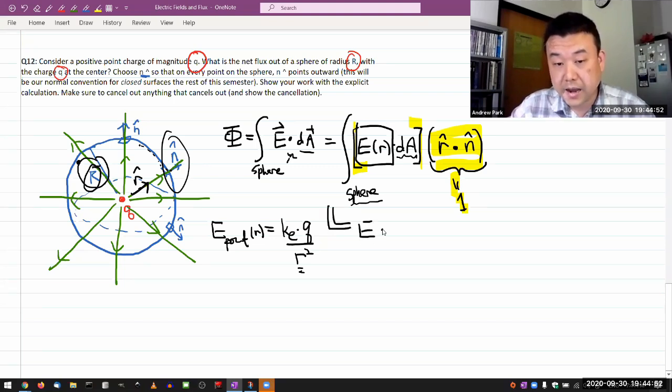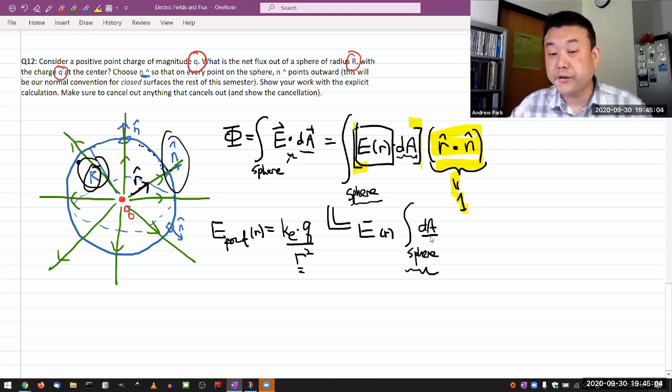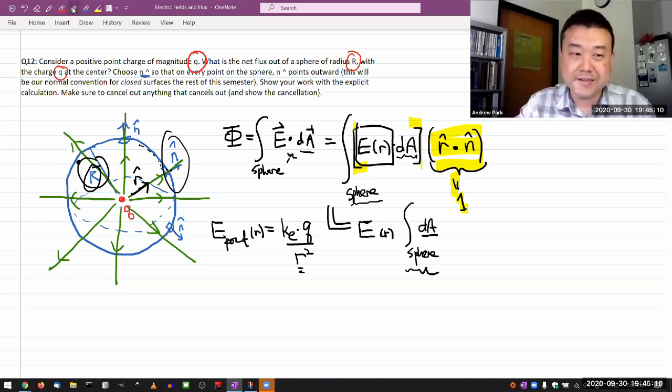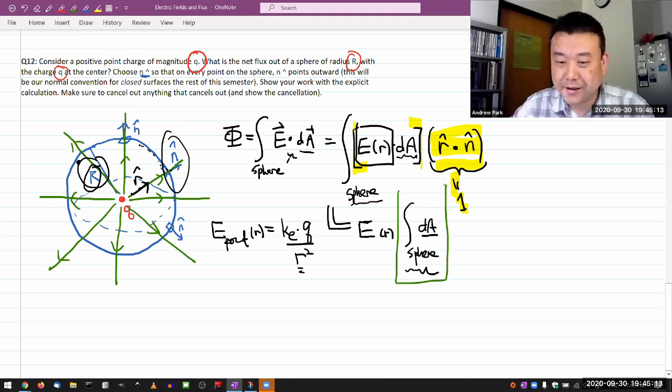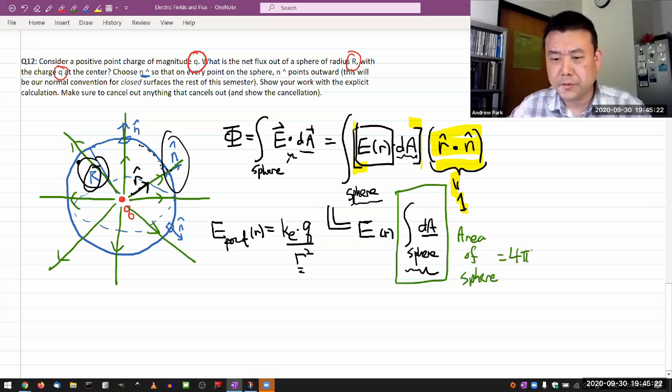I can pull that out of the integral, and then I have the integral of the area element over a sphere. I could write down the area elements and actually do the integral and get the correct answer, or I can do the easy thing and recognize that this is giving me the surface area of a sphere. I happen to have that memorized, like every good physicist, 4 pi r squared. So I'm just going to plug that in.